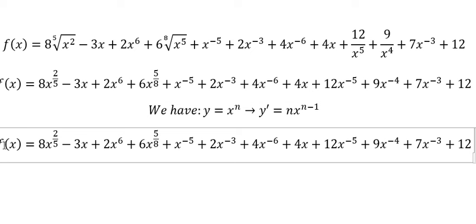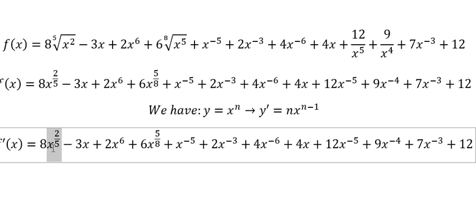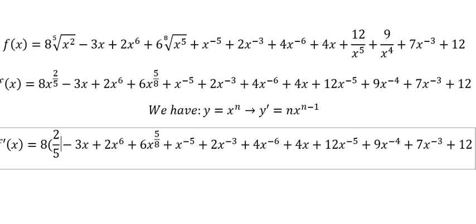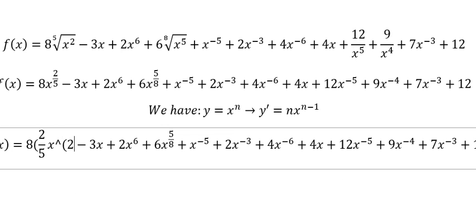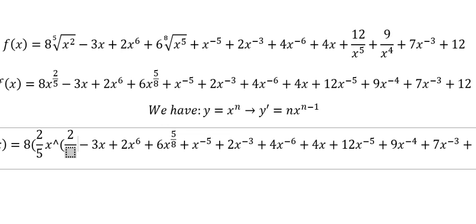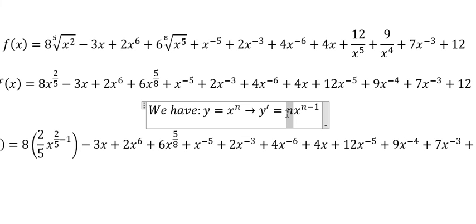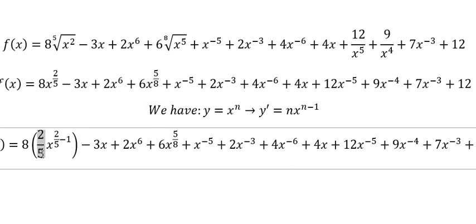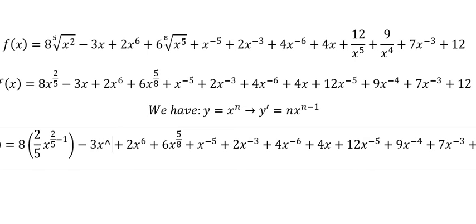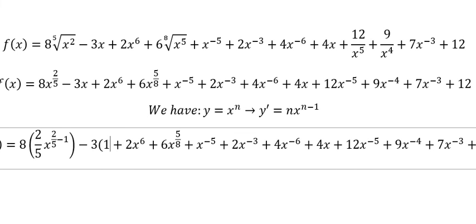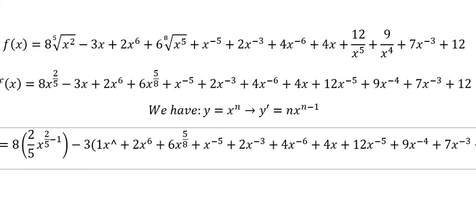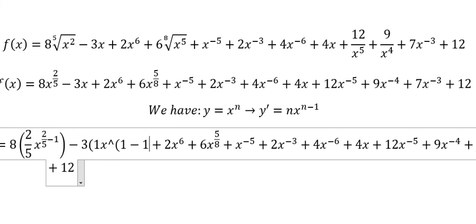So, if we do first the derivative of this one, we have 2 over 5 s to the power of 2 over 5 minus number 1. So, n represents 2 over 5 in here. About this one, that's about s to the power of number 1. So, this one we have 1s to the power of 1 minus number 1.